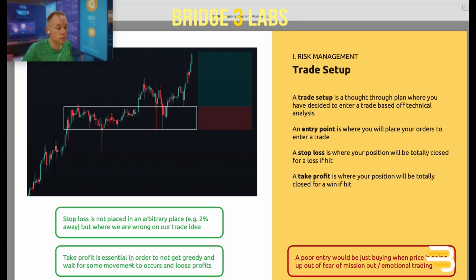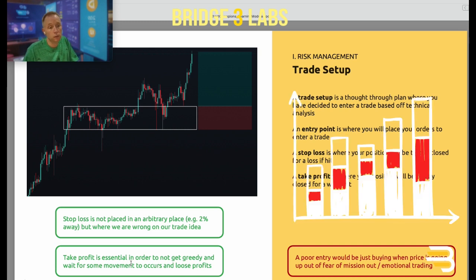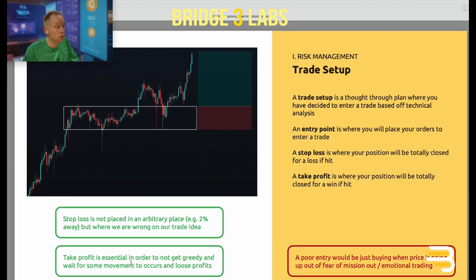A take profit is essential in order not to get greedy and wait for some movement to occur and lose profits, right? So, as we're trading, we always want to be compounding gains, right? And some of the easiest ways to compound gains is to lock in gains consistently over time. And one of the easiest ways to do that, obviously, when we're entering a trade with a trade plan, is exiting at our take profit.